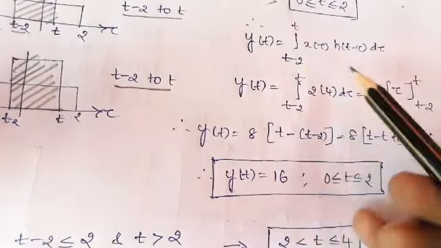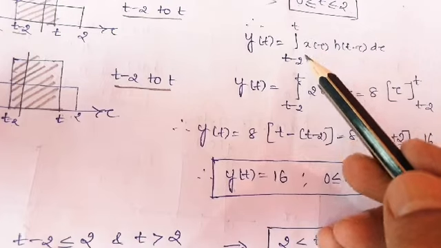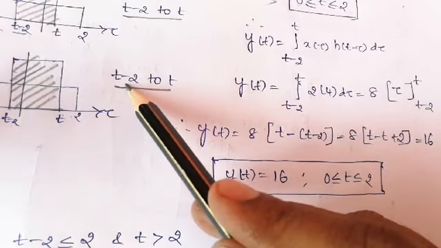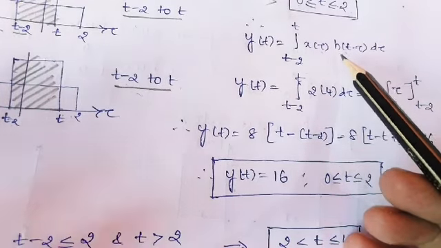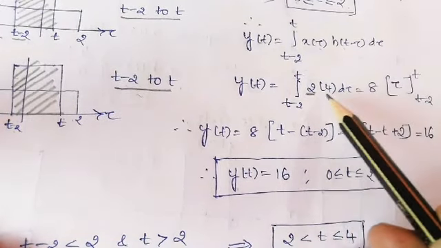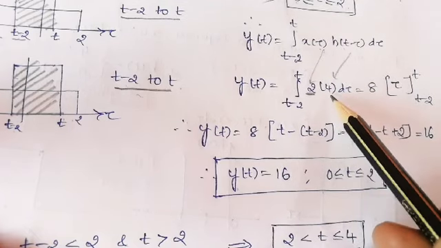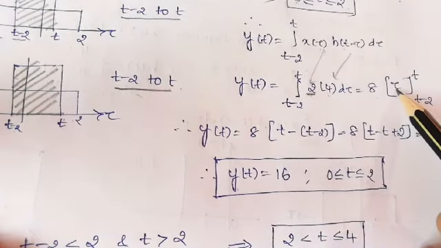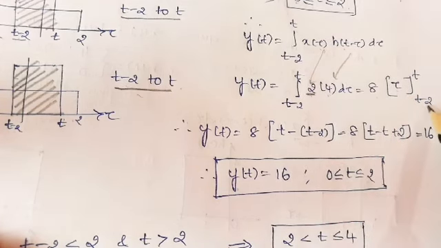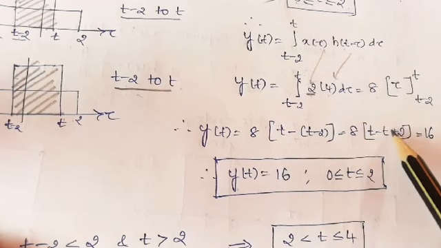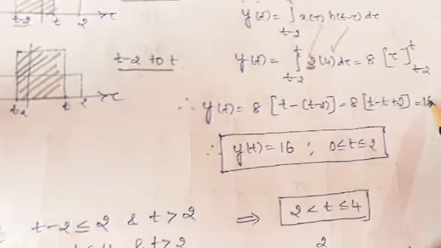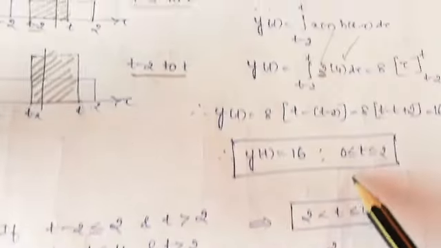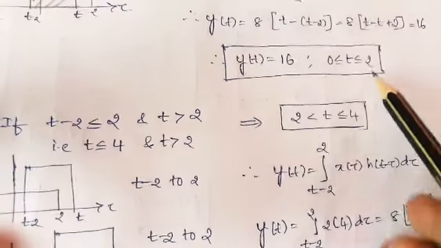Hence, substitute: instead of writing minus infinity to plus infinity, I will write the limits as t minus 2 to t, the integral of x of tau into h of t minus tau d tau. Substitute the amplitudes. 2, this is 4, so 2 into 4 is 8. Integration of 1 is tau, limits are t minus 2 to t. The t cancels, and minus into minus is plus 2, hence 8 into 2 is 16, hence y of t equals 16 for the duration 0 to 2.